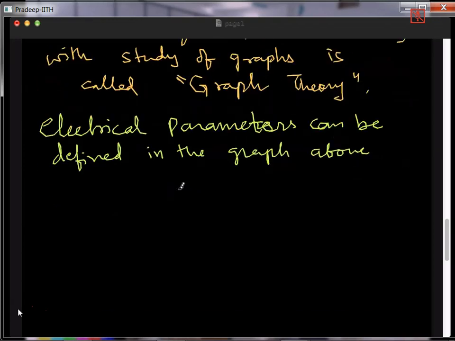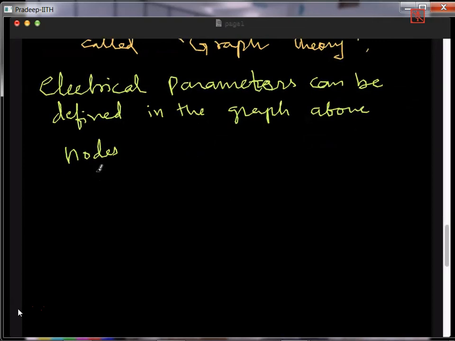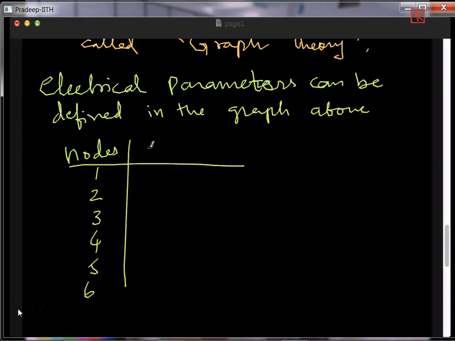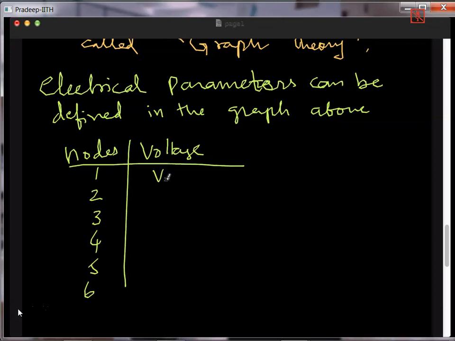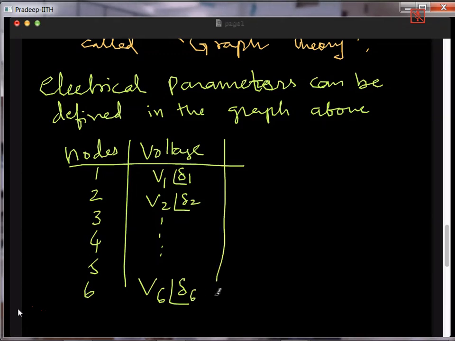So for example, related to nodes, we have node 1, 2, 3, 4, 5, 6. What are the properties we can define? This is a voltage. So V1 at an angle of delta 1, V2 at an angle of delta 2, and so on up to V6 at an angle of delta 6. So like this I can define the voltages. So this is for the nodes.